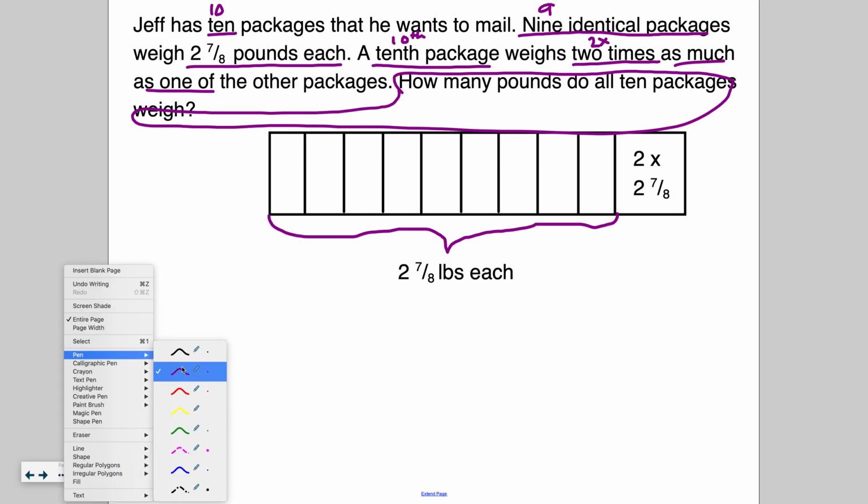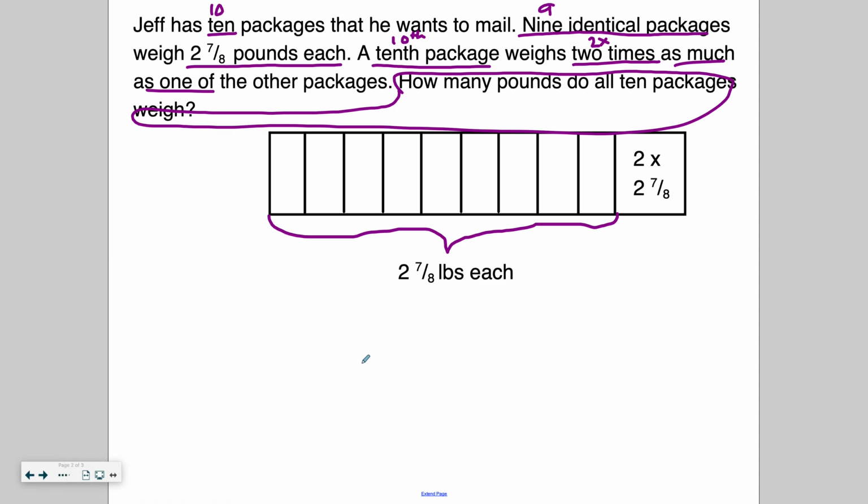So what I'm going to do to solve is, well, first I want you to understand what it is that I'm trying to figure out. So I want to know how much all of these are together. So my goal is to find out the weight of all of them. And I know that these 9 are each 2 7/8, so I could add 2 7/8 plus 2 7/8 and so on until I add the 9th, and then add 2 more 2 7/8 technically, right?